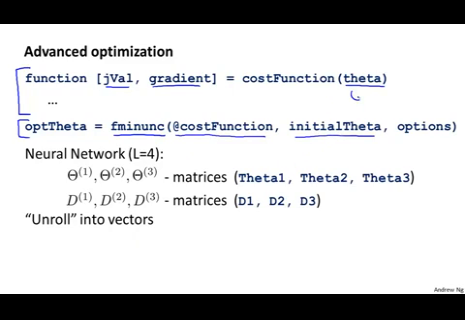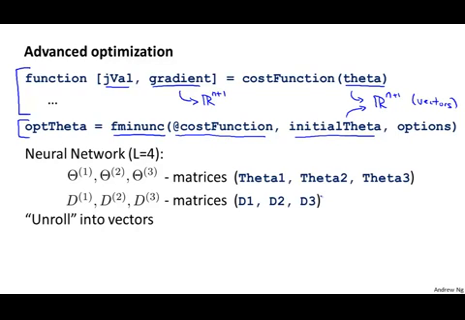These routines assume that theta and the initial value of theta are parameter vectors, maybe R^n or R^(n+1), but that these are vectors. And it also assumes that your cost function will return as a second return value this gradient, which is also like R^n or R^(n+1), so also a vector.